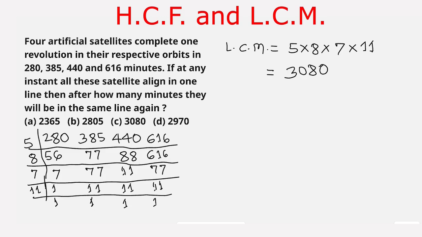3080. That is 3080. It means that after 3080 minutes, all the 4 satellites will align together in the same line as asked in the question. And from the given options, our answer is option C, 3080 minutes. I hope you have understood the method of solving such type of questions. Please do a lot of practice and solve as many questions as possible of quantitative aptitude topics.